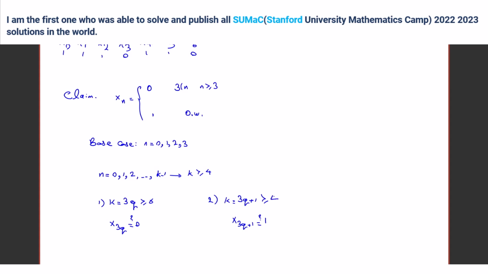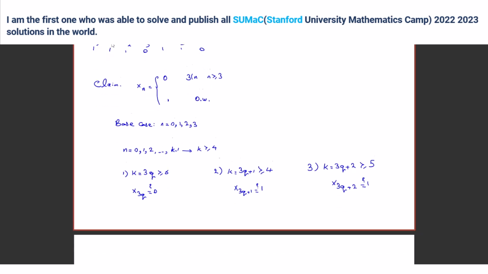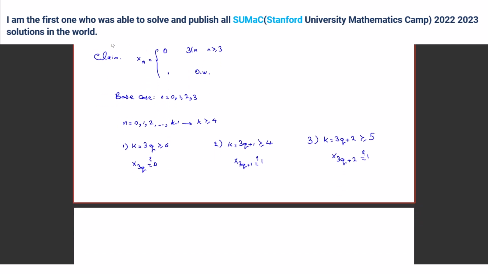Oh, at least 4, because 1 is in the base case. Okay. And k is 3q plus 2, it is at least what? 5. And x3q plus 2, we should prove it's 1, right? Now let's prove one of them together, and then you can prove the rest as homework, okay? It is important, this part, especially for a full solution exam. You want to prove each of them?